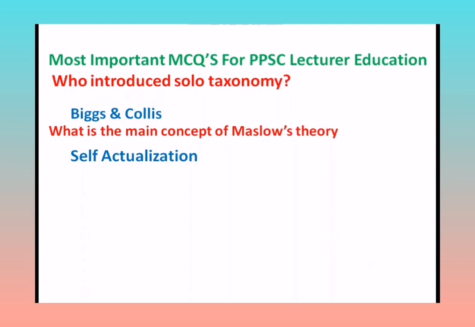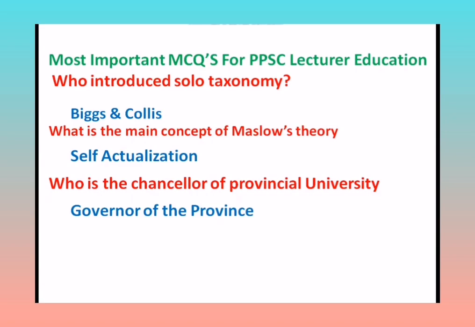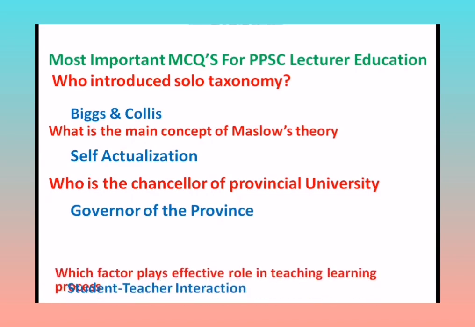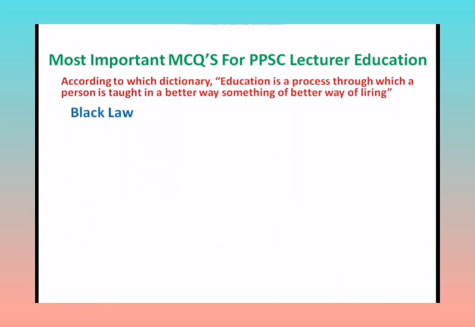What is the main concept of Maslow's theory? The main concept of Maslow's theory is self-actualization. Who is the Chancellor of provincial universities? Governor of the province. The Governor of the particular province is the Chancellor of the provincial universities. Which factor plays an effective role in the teaching learning process? Student-teacher interaction plays an effective role in the teaching learning process.